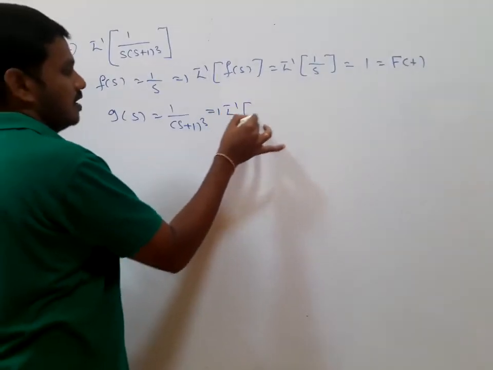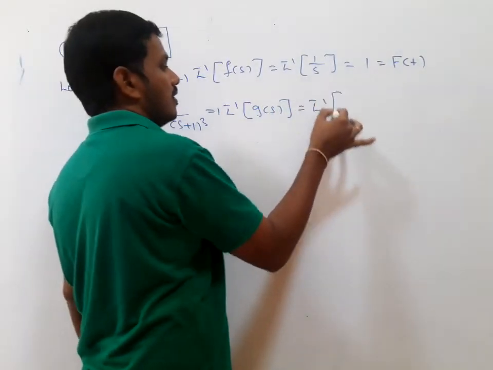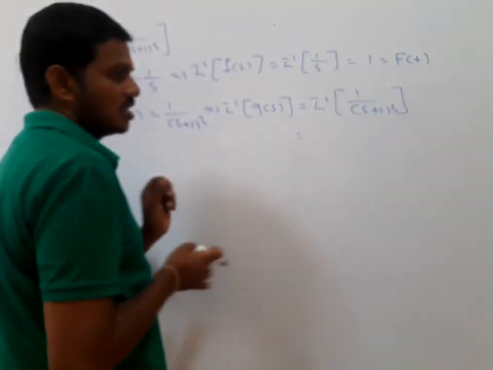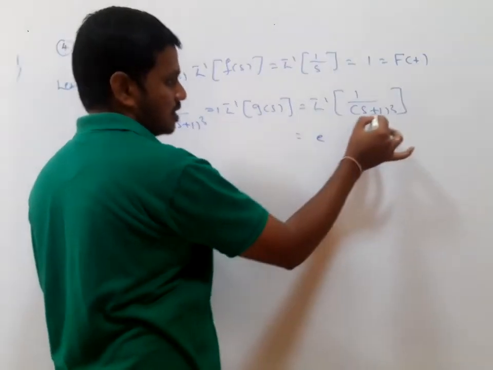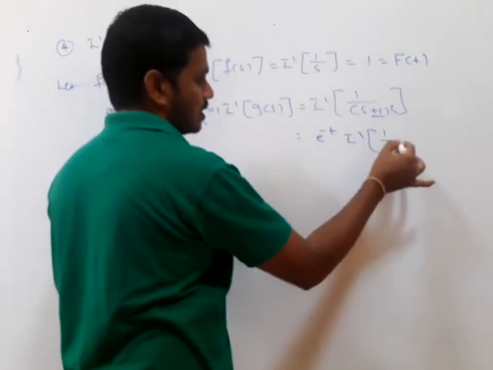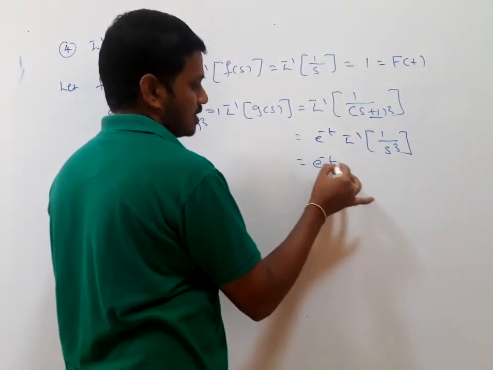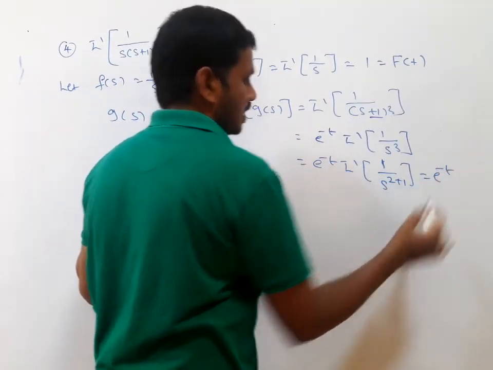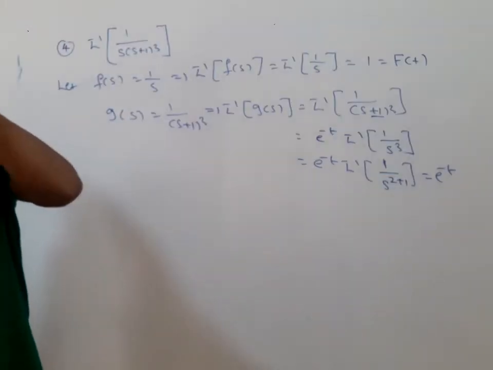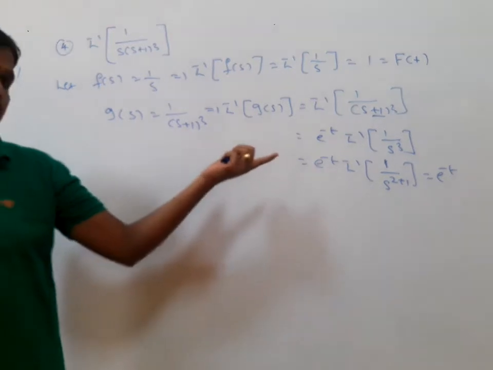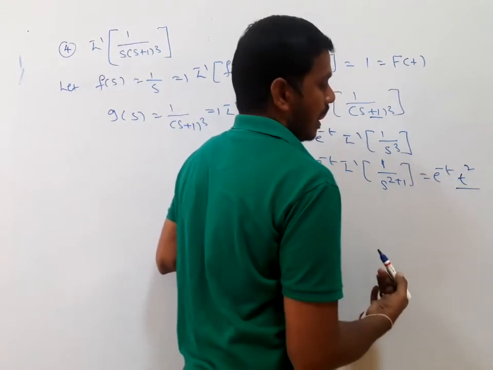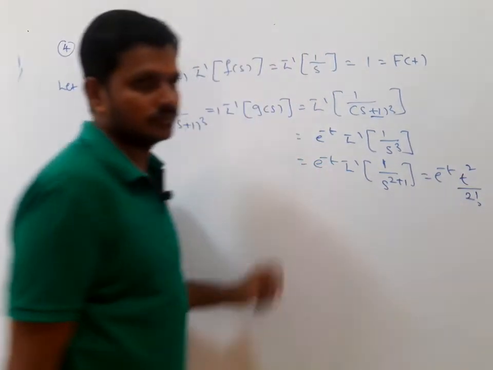That implies L inverse of g of s is equals to L inverse of 1 by s plus 1 whole cube. So in this case, first you take out the exponential function before the inverse Laplace transformation. It is e to the power of minus t, L inverse of 1 by s cube. So which is e to the power of minus t, L inverse of 1 divided by s to the power of 2 plus 1. L inverse of 1 by s to the power of n plus 1 is t to the power of n divided by n factorial, n being a positive integer. Here it is t to the power of 2 divided by 2 factorial. Is it clear? Okay, that is your g of t.